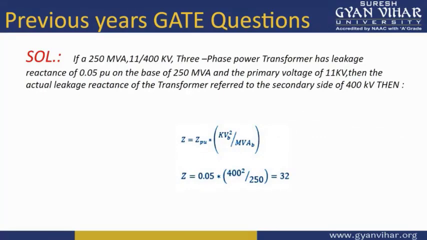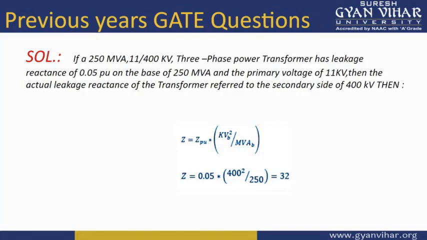We have multiplied the leakage reactance of 0.02 into kVb square upon MVAb, which comes to 32. So what is the unit of it? It is per unit. I have not mentioned any unit for it because the per unit quantities are unitless, or we can say it's a PU.